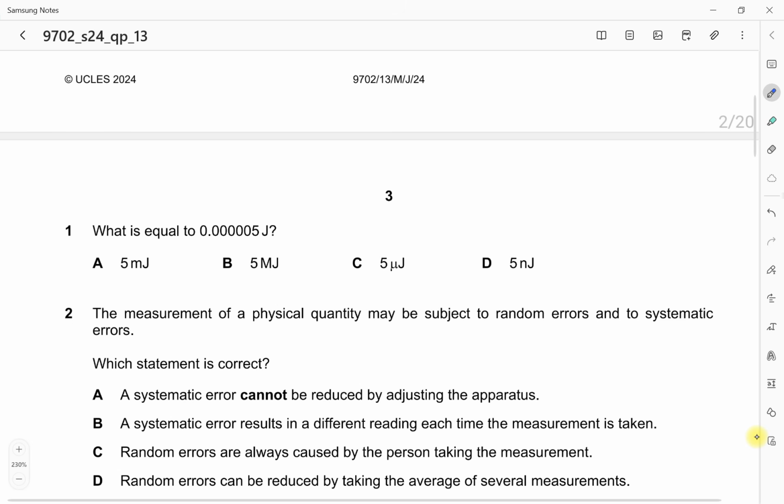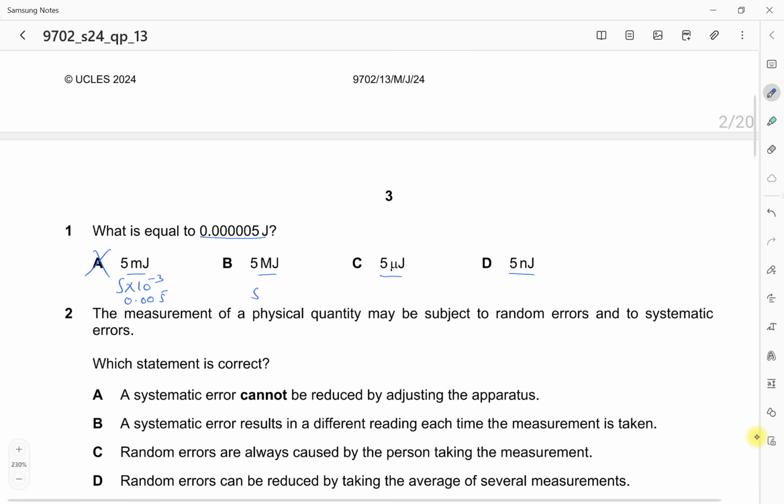So what is equal to 0.005 joules? We have this in milli, this in mega, this in micro, this in nanojoules. So this one is the same as 5. Milli is 10 to the power of minus 3. So this is 0.005. So this is out.